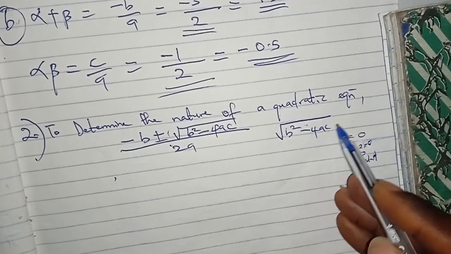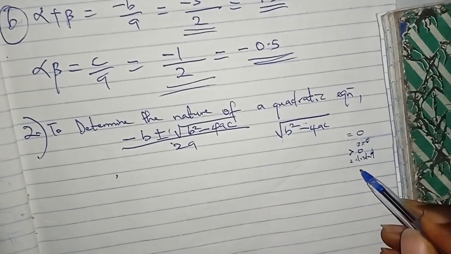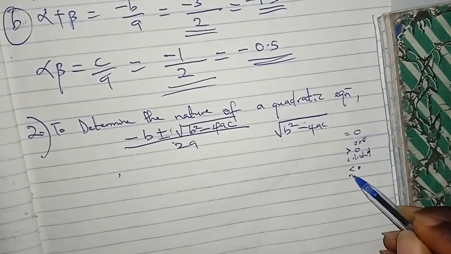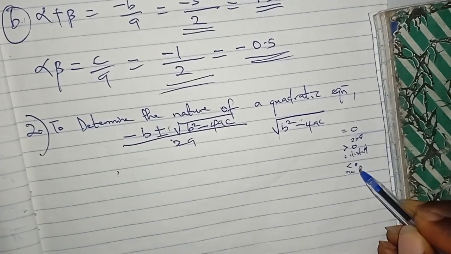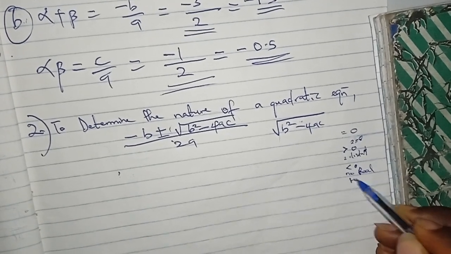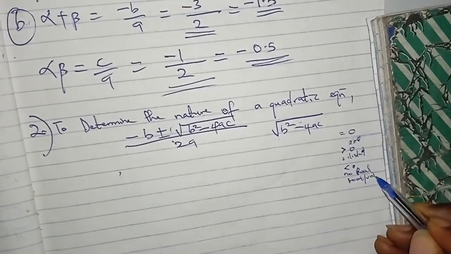But if at the end of the day you solve this thing and it is less than 0, it means that it will have no real roots or no real values.